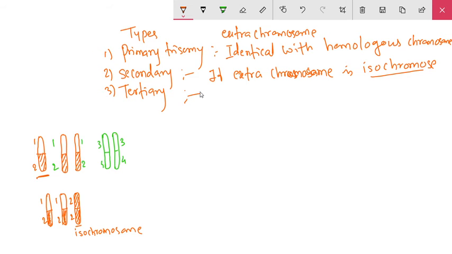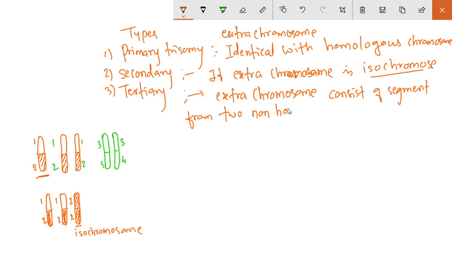Then tertiary trisomy. What is tertiary trisomy? It is when the extra chromosome consists of segments from two non-homologous chromosomes. So it is known as the tertiary trisomy.